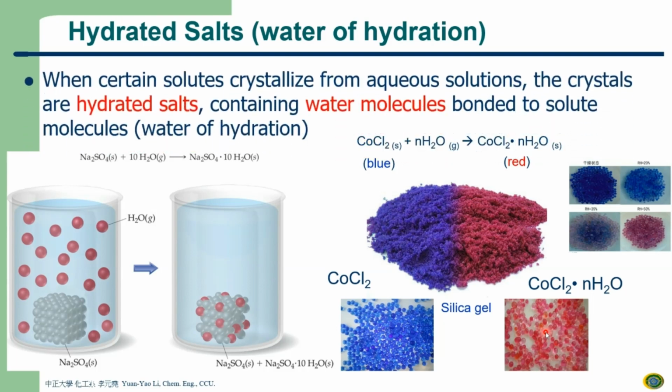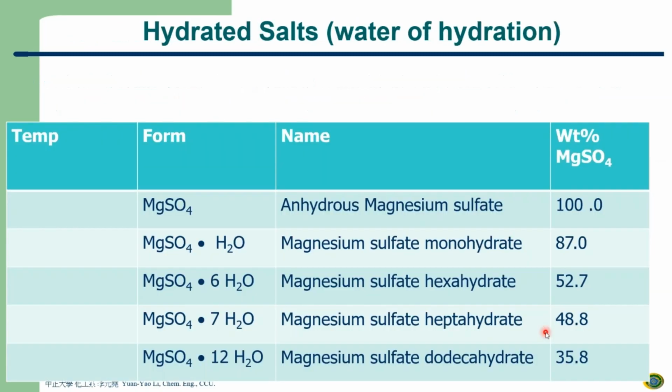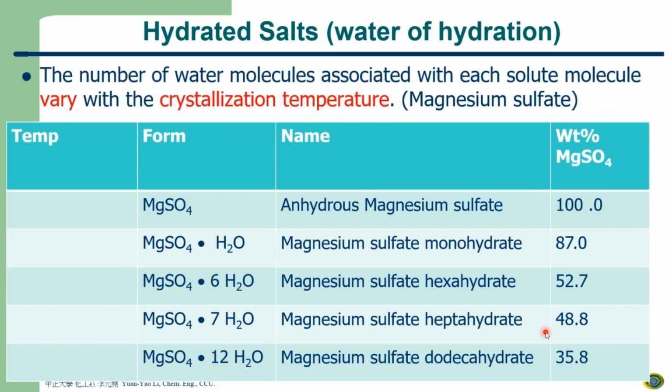Okay, so when a certain solute crystallizes from an aqueous solution, the crystals are hydrated salt containing water molecules bonded to the solute molecules. So this is what we call hydrated salt. The number of water molecules associated with each solute molecule varies with the crystallization temperature. Okay, so this is one of the examples.